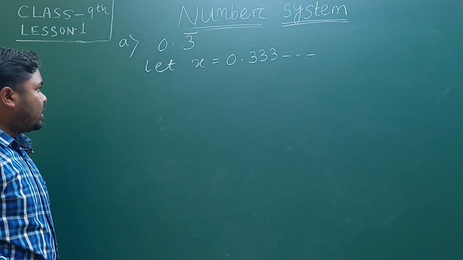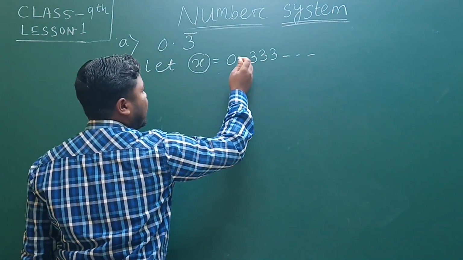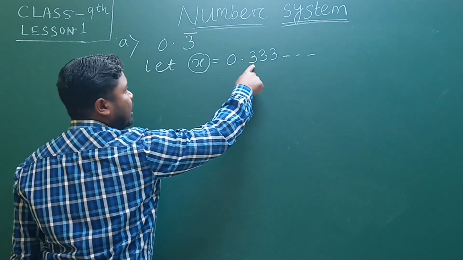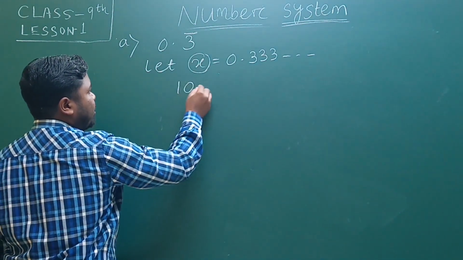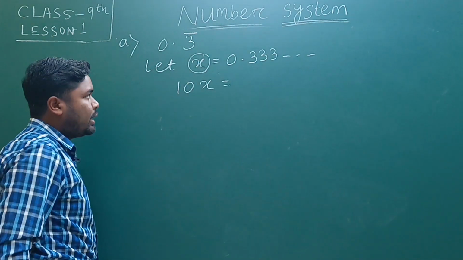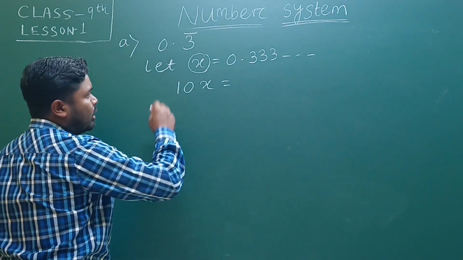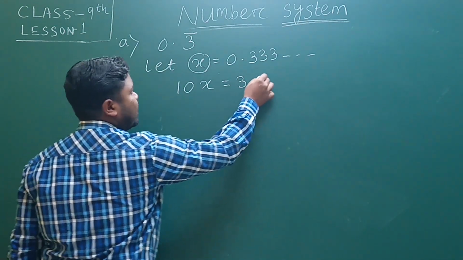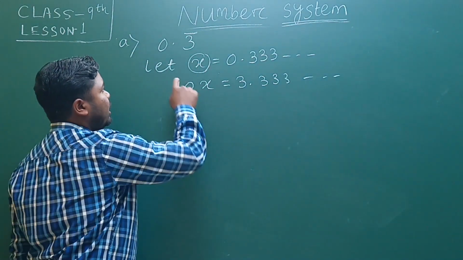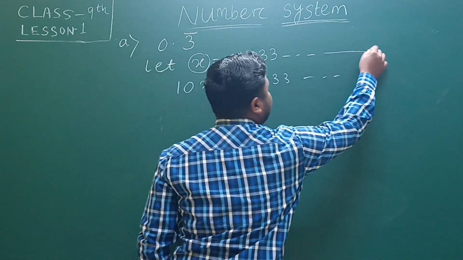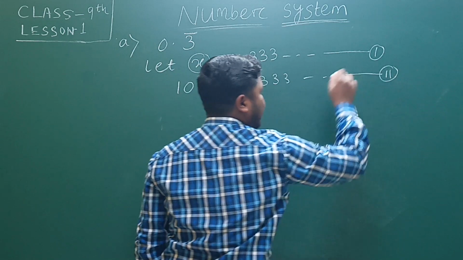So let's take, this is the ones digit. Here after the decimal point the number is 333, and the repeating digit is 3. So you can put 10x, then the ones number comes from the decimal, 3.333 up to infinity. We will take this as equation 1 and this as equation 2.